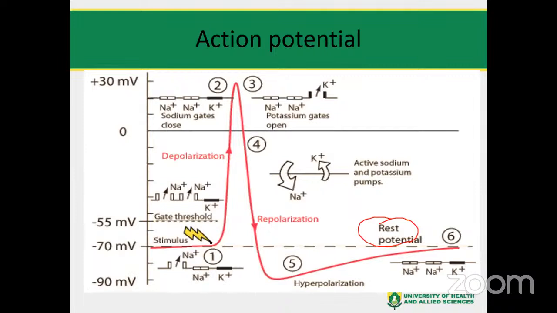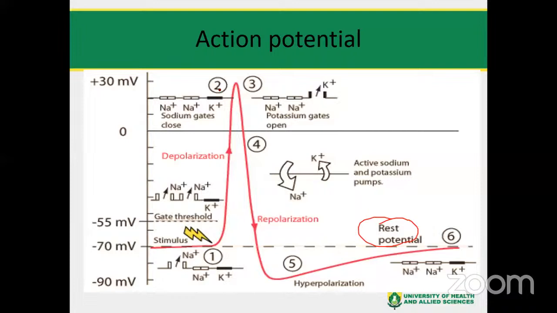The rising phase is called the depolarization phase. That is the phase where sodium ion gates are open to allow sodium to move into the cell. Remember, sodium was outside, so now that the gates are open, sodium will be moving into the cell, driving the membrane potential towards its equilibrium potential, which is plus 60 millivolts. But it will not get to plus 60, only around plus 30.